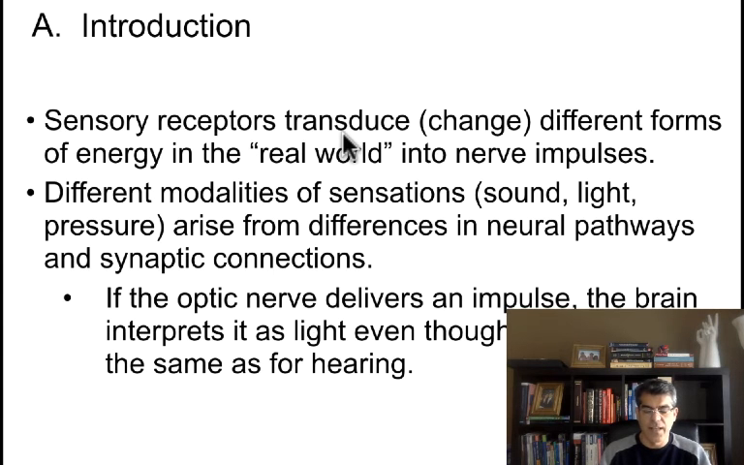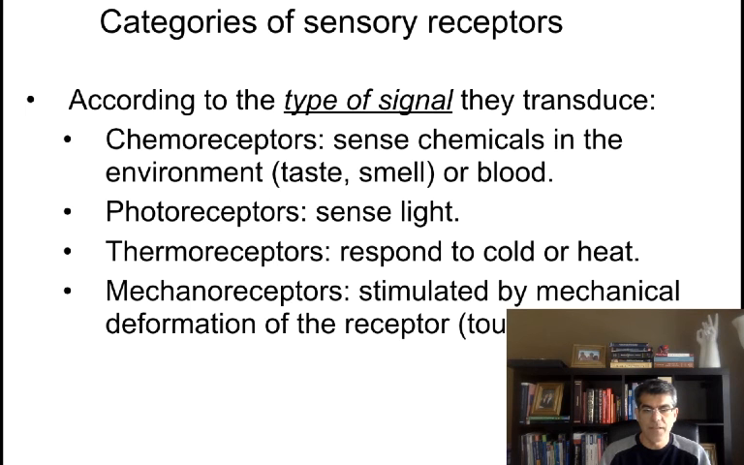Also, you have to understand that every nerve delivers a specific impulse. If that nerve carries the light information, the brain understands that it must be for vision. Based on the type of signal that your receptor can transduce, we have different types of receptors. We have chemoreceptors that transduce chemicals, in the case of taste or smell. We have photoreceptors that can detect and transduce light. We have thermoreceptors that can transduce and receive the information from changes of temperature.